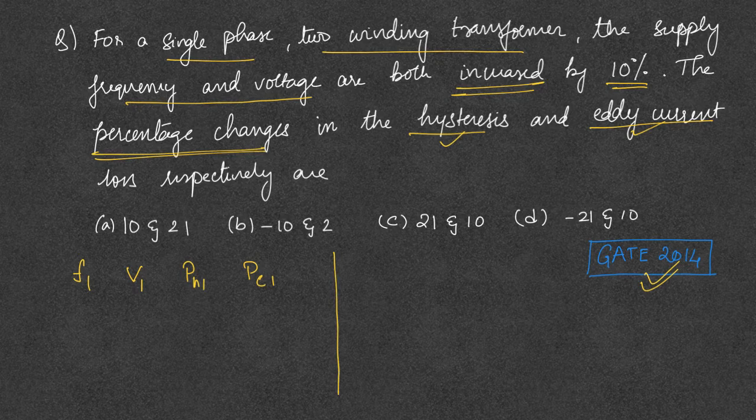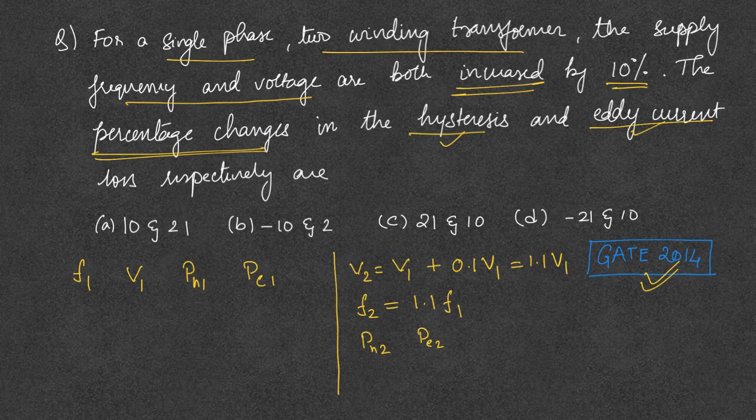So if the initial voltage is V1, then V1 plus 10% of V1, which is 0.1 V1, will be the new voltage V2. So this is 1.1 V1. Similarly, the frequency is also increased by 10%, so this will be equal to 1.1 F1. Now we have to find out PH2 and PE2 in terms of PH1 and PE1.